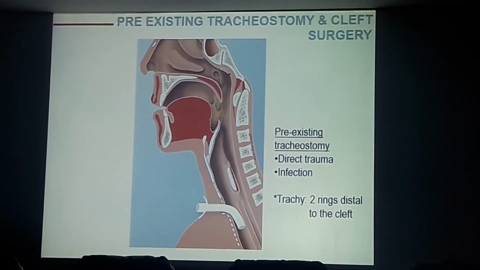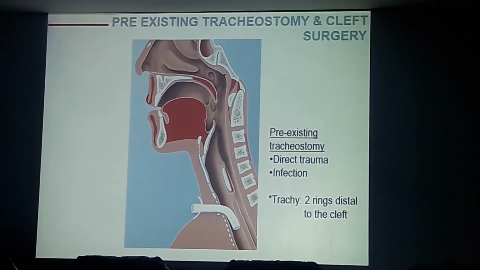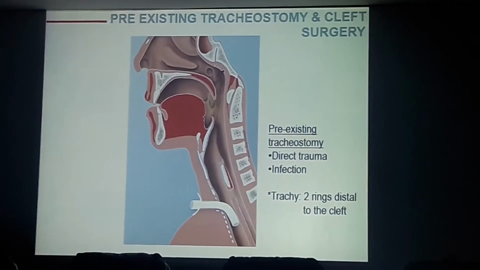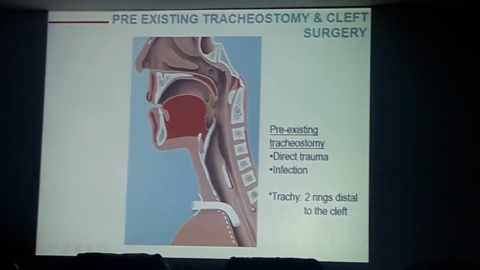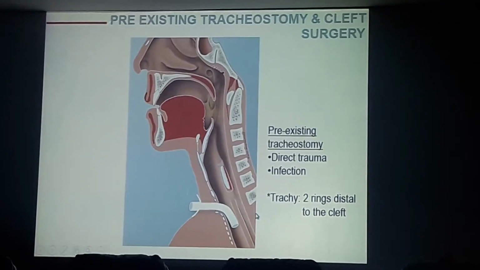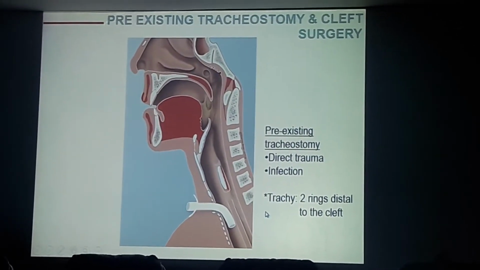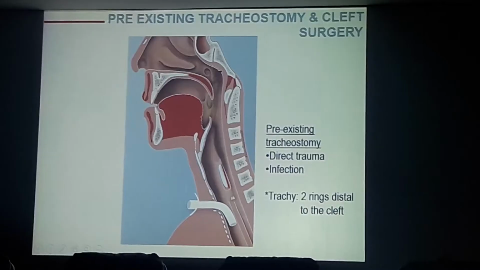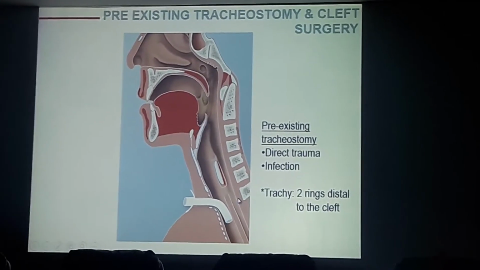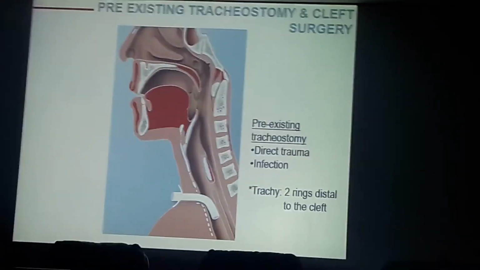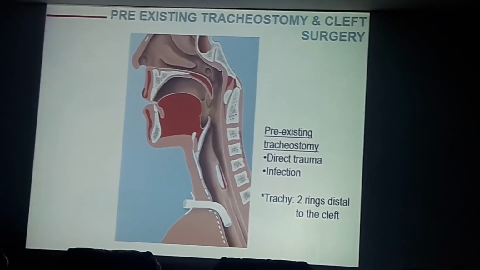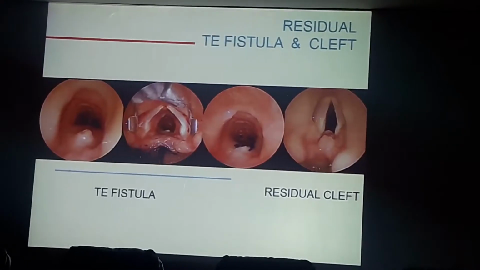If you have a pre-existing tracheostomy and cleft surgery is indicated, again, this is a different talk, but just to give you an idea, if you have to do a tracheostomy, the site of your tracheostomy needs to be at least 2 rings distal to the distalmost part of your cleft. Longer clefts are going to be a tricky situation, but they need to be evaluated on table.